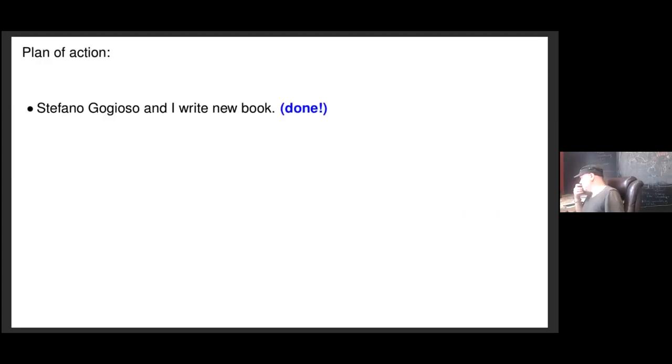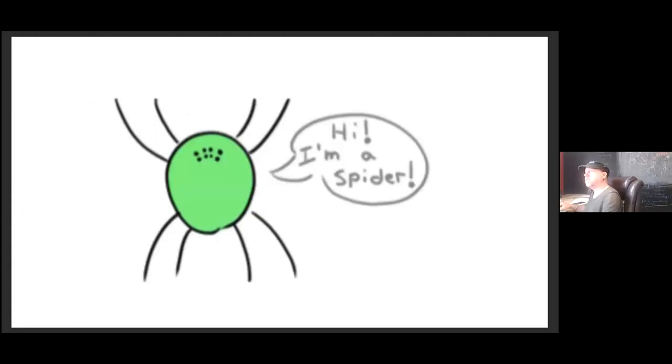One thing we had to do is write a new book. I've been advertising my big book, but actually there's a new book coming now with Stefano Gogioso, which is targeted at younger people. So the pictures you see there are a little bit different than the ones you see here, like the spiders. Of course, we give them some personality. They actually have 8 eyes. You see, they really have 8 eyes here. So that's biologically accurate.